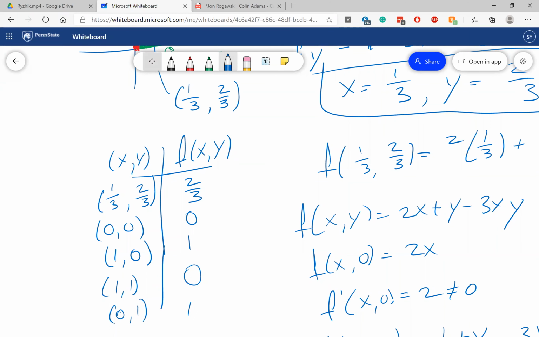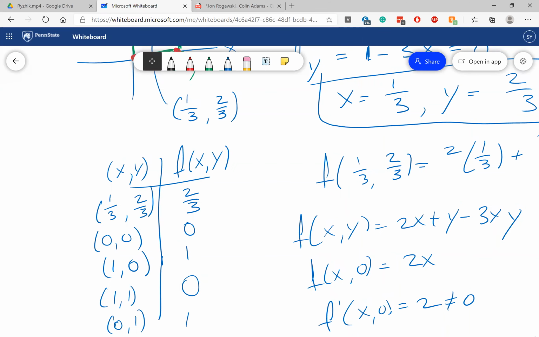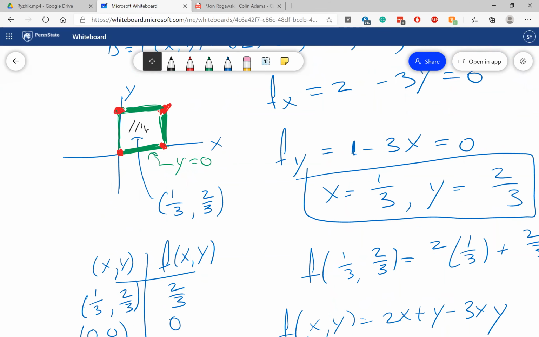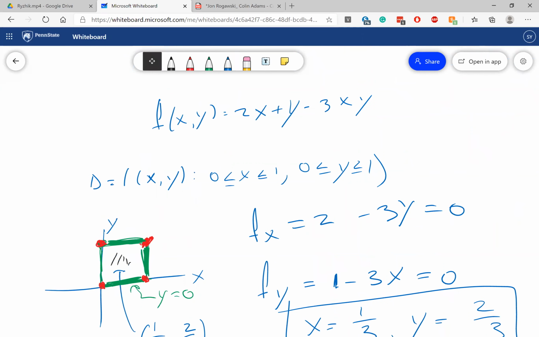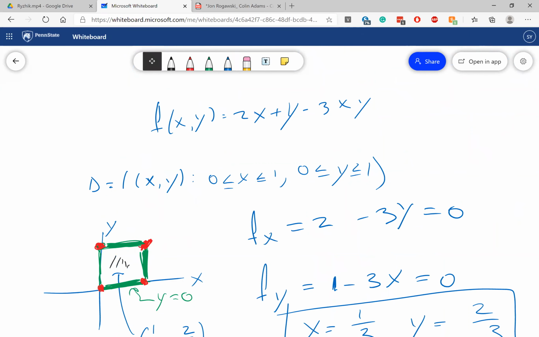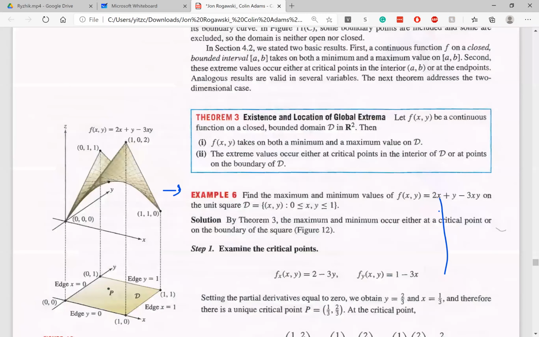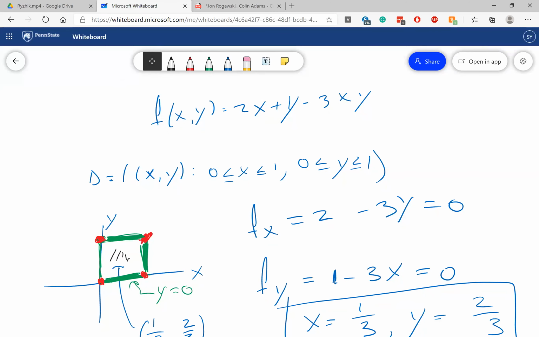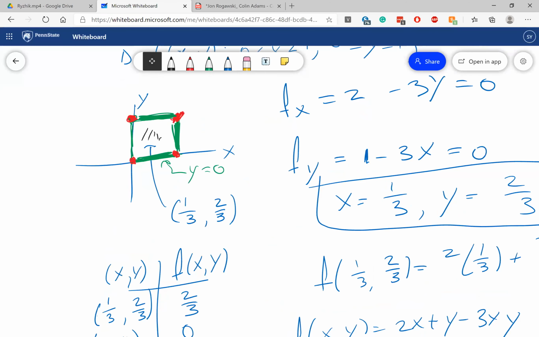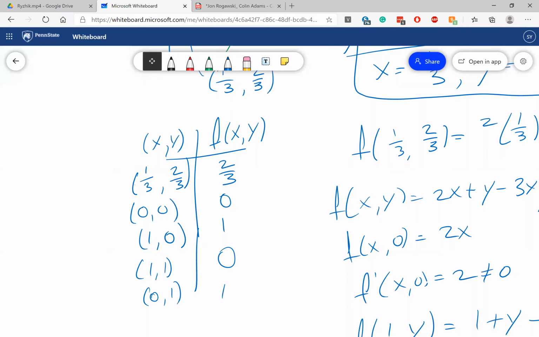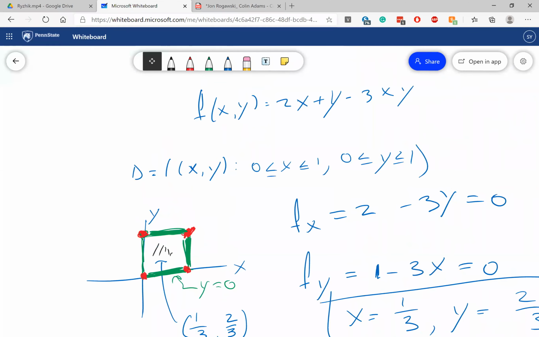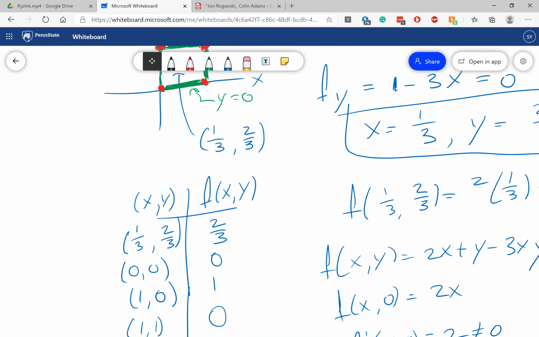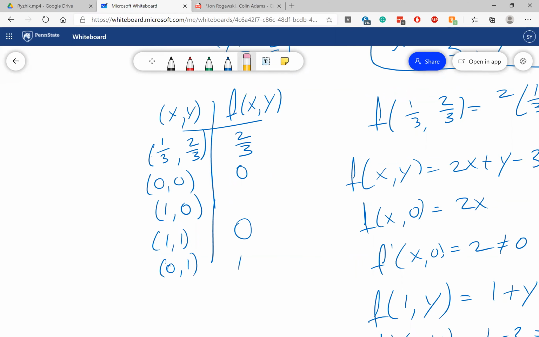So I think I made a mistake probably. 1 second. 1, 0, where is that? 1, 0 is going to be 2. Okay. Any questions about this?